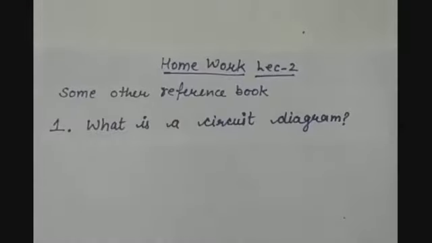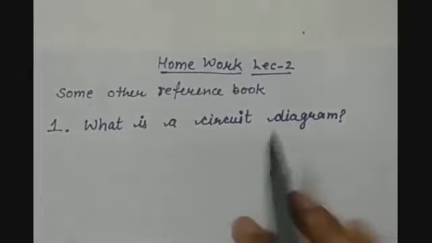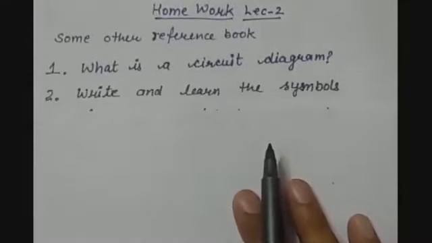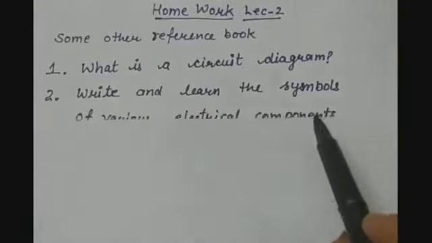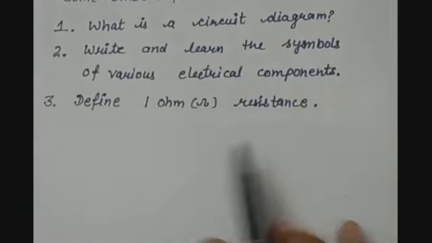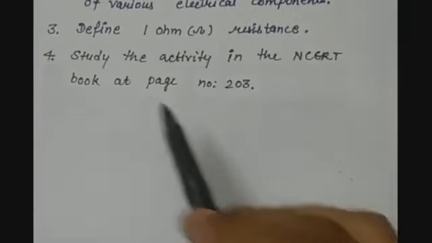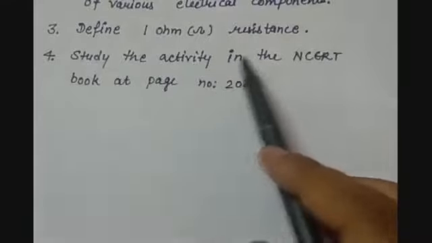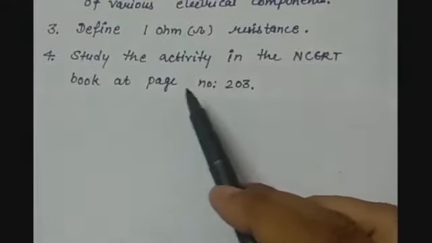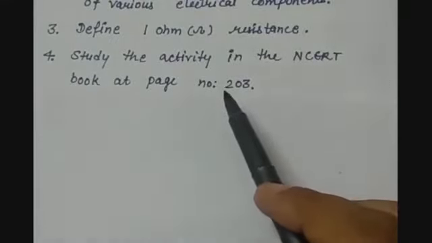In today's homework, you have 4 questions in total, which are from some other reference books on the basis of today's topic. So the first question is, what is a circuit diagram? Question number 2 is, write and learn the symbols of various electric components. Question number 3 is, define 1 ohm resistance. Question number 4 is, study the activity in the NCERT book given at page number 203 and write your conclusions. So this was the homework of today's lecture.